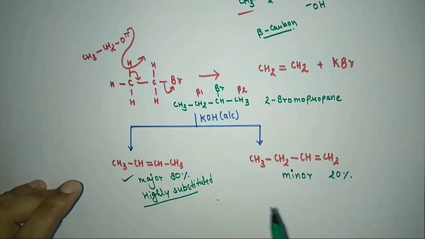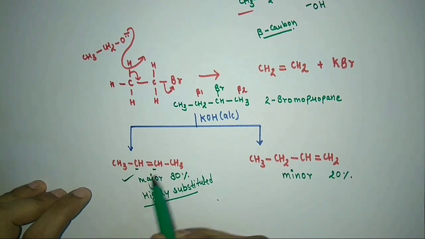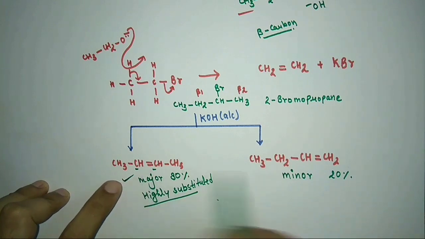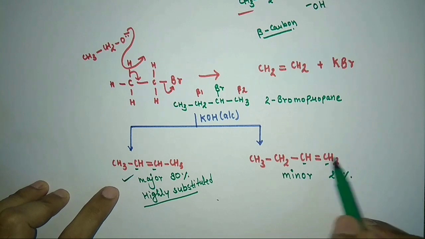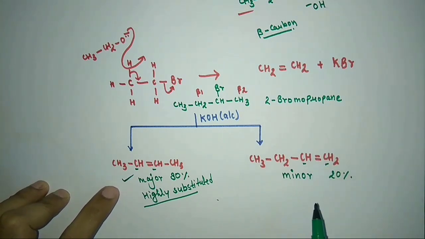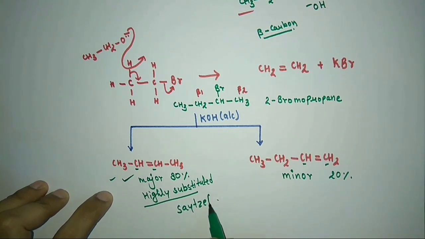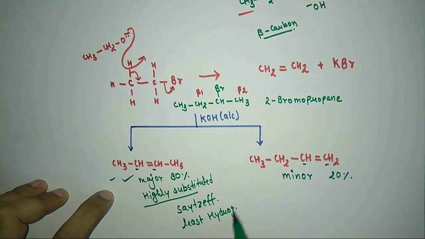So according to Saytzeff also, the alkene which is highly substituted, or the alkene in which the doubly bonded carbon atoms contain the least number of hydrogen atoms, is the major product. As we can see from these two products, these doubly bonded carbon atoms have more hydrogen atoms than this. So according to Saytzeff, the more substituted alkene, in which the doubly bonded carbon atoms have the least hydrogen, will be our major product.